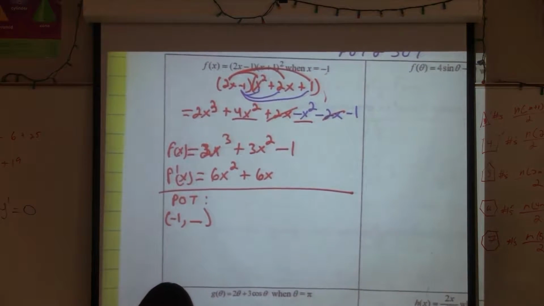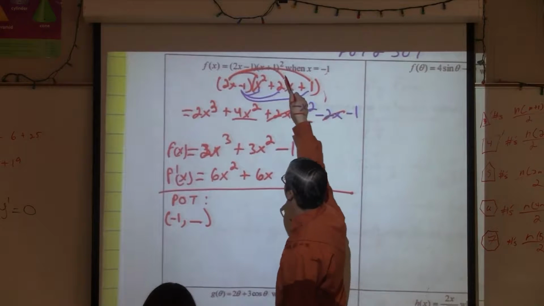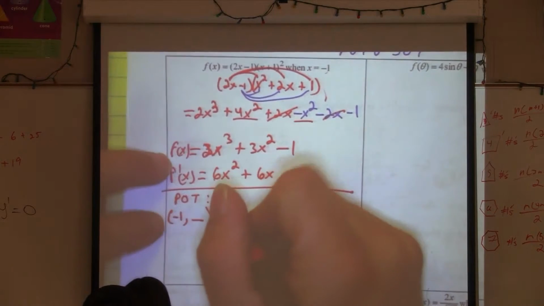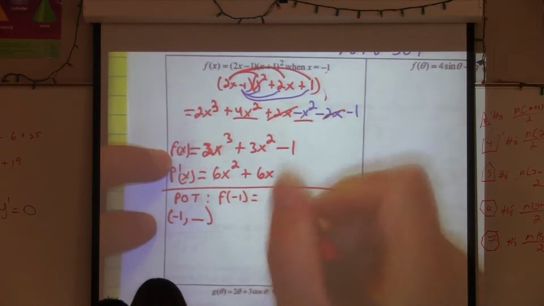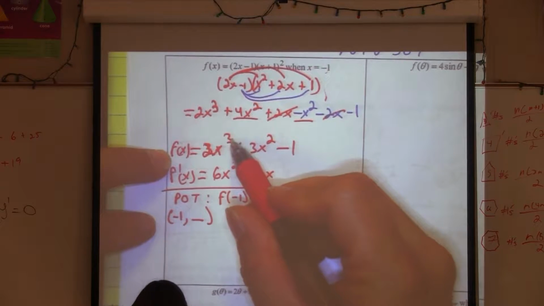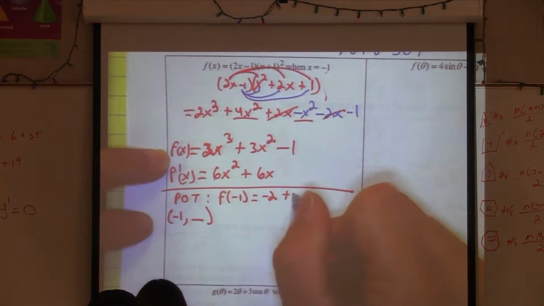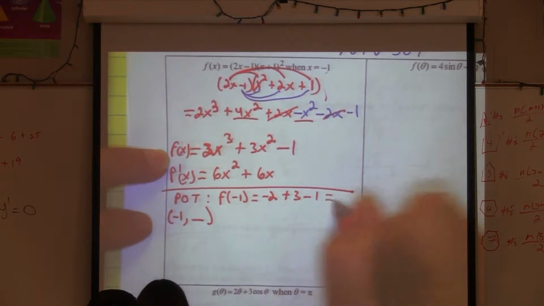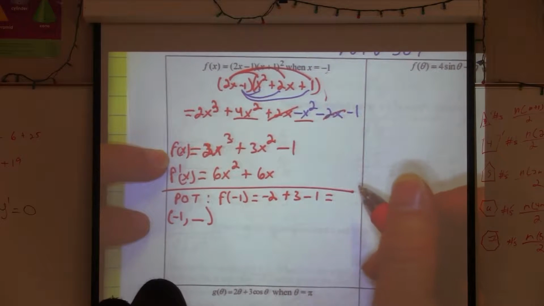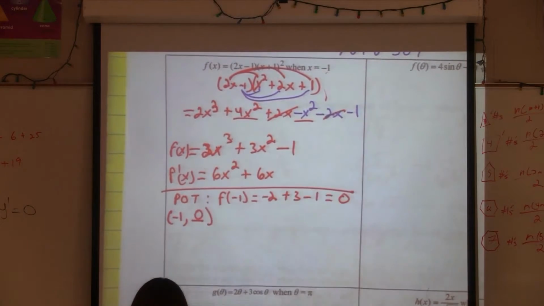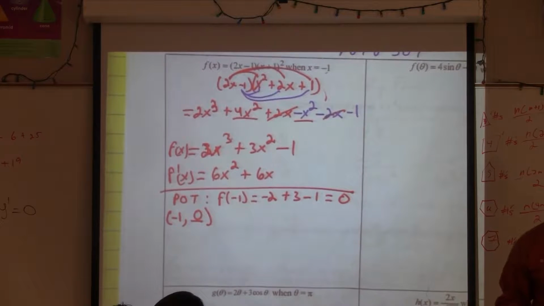Okay, so which one do you want to use? Do you want to use the one that we simplified here or the very first one? Whatever? Doesn't matter? Okay, well let's use this one. What's negative 1 to the third? Negative 1. Times 2? Negative 2. Negative 1 squared times 3? Minus 1. So what does that give you? 0. Very good. Okay. So my point of tangency is negative 1 comma 0. Good?